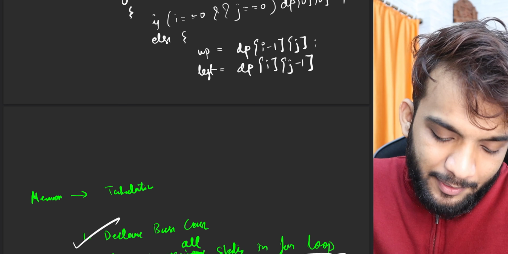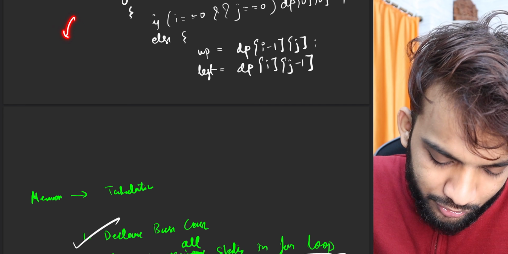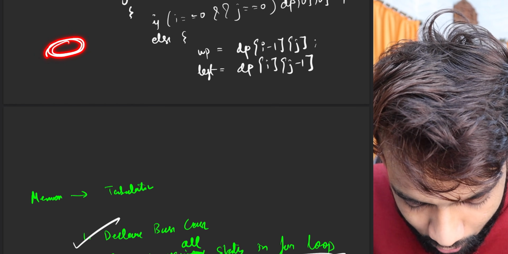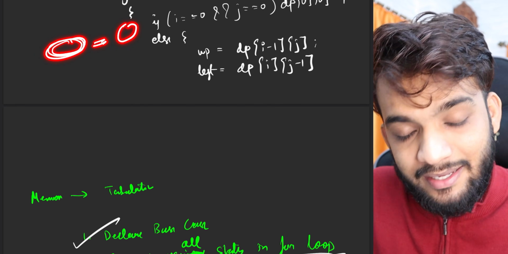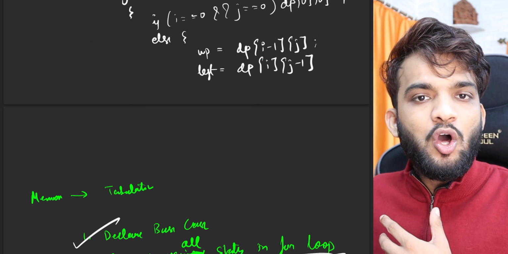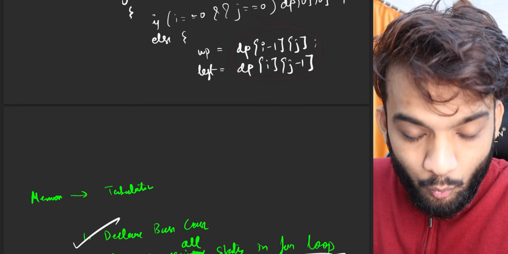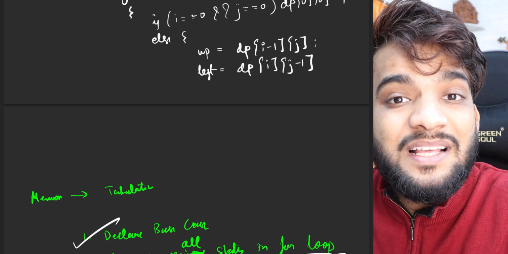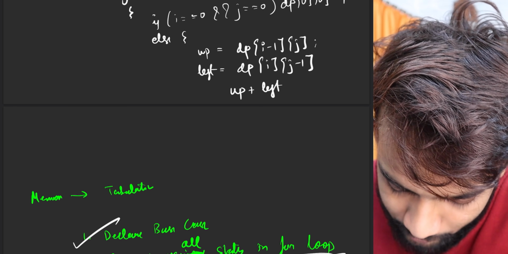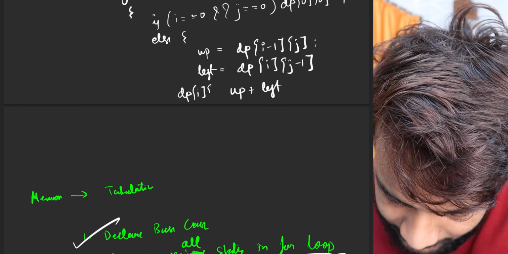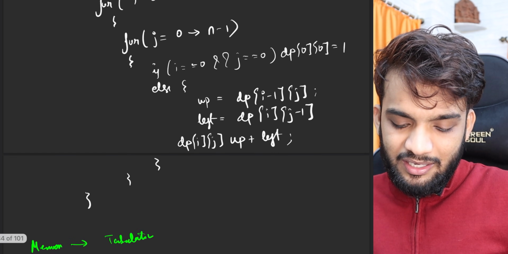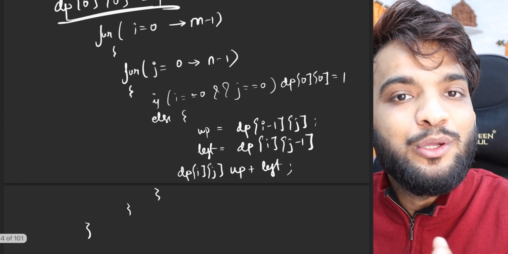Because in recursion, it went down, solved this, then again went down, solved this. But over here, this is already solved and stored in a DP array. So just use those values now, instead of going and calling and solving it. What did you do after this in recursion? Up plus left. And where did you store it? In dp of i, j, right? That's what you do, and this is how you can easily write the tabulation.